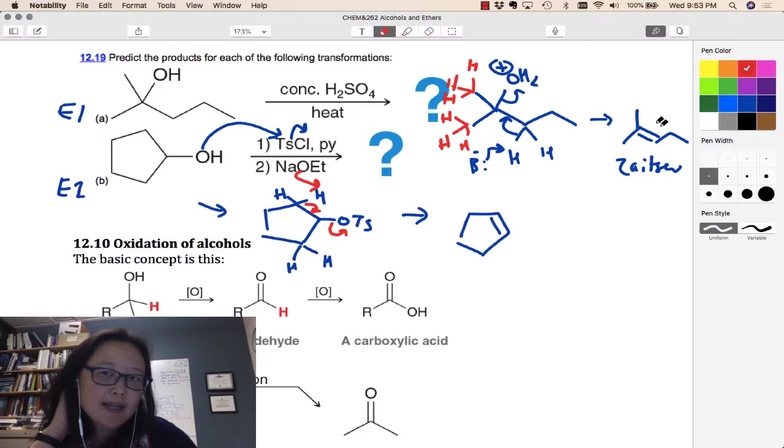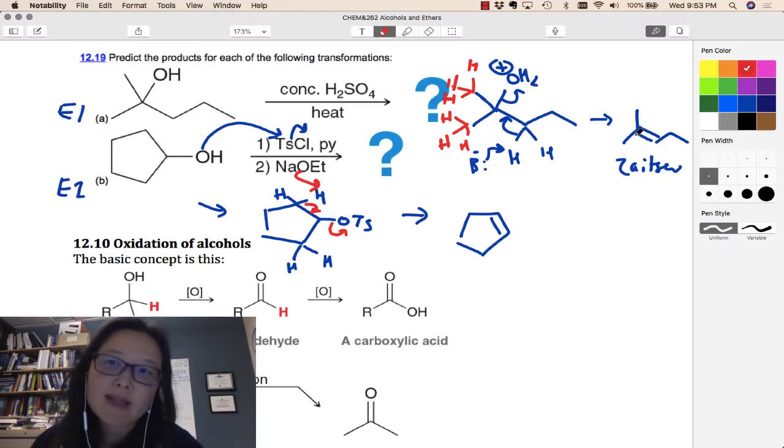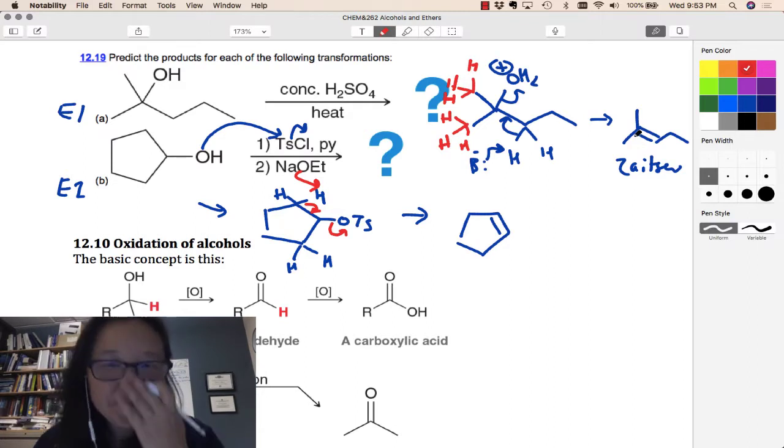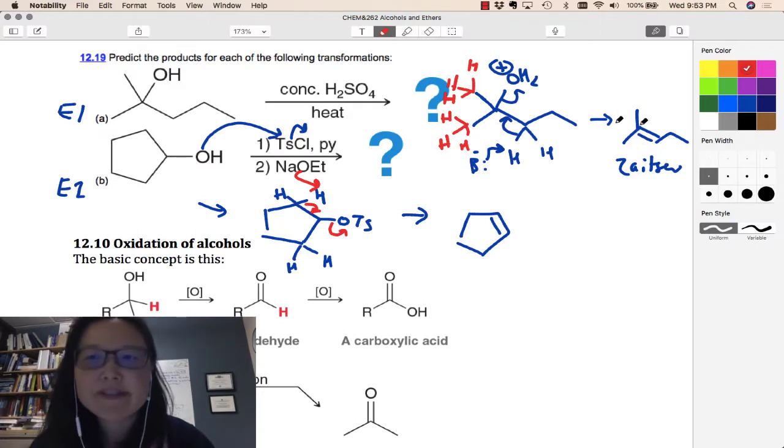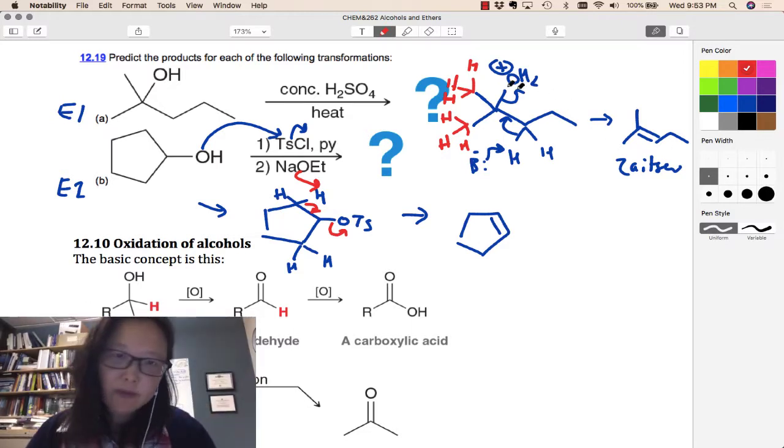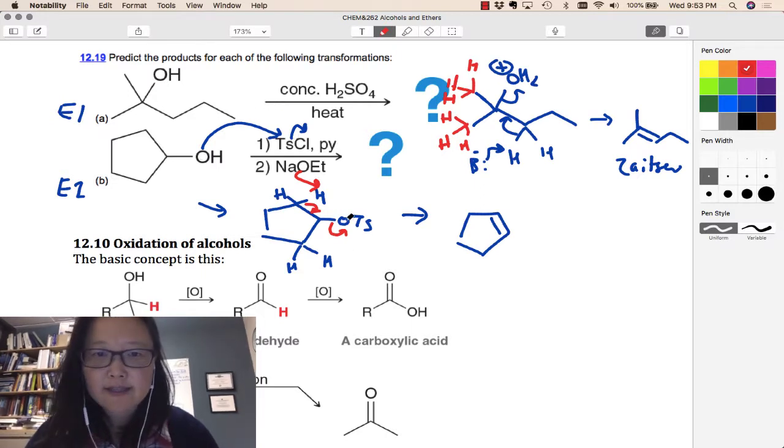That means the activation energy will be lower to make the Zaitsev product, so it'll be faster. But you will probably get both, so you'll get a major and a minor product, and Zaitsev will be your major product when you have E1. Now for E2, first we need to make a good leaving group. Instead of making water, we're going to tosylate. So this is a good leaving group here.